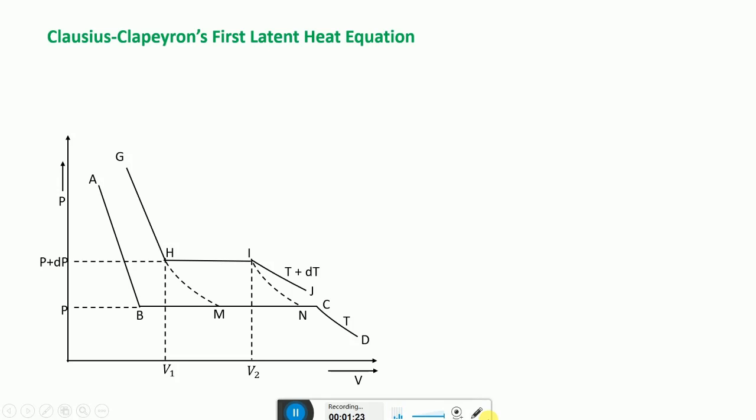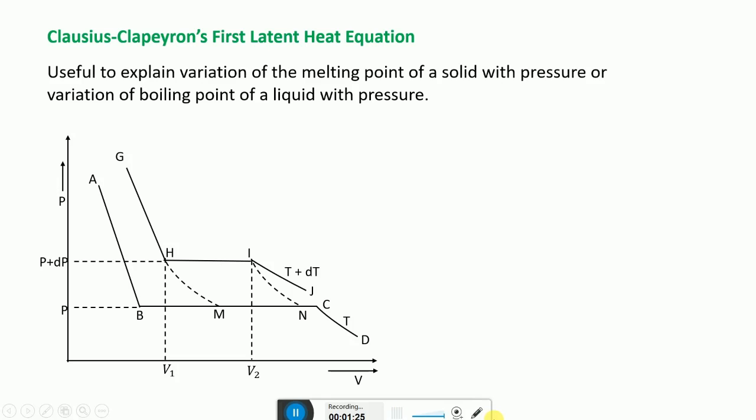This first latent heat equation is useful to explain the variation of melting point of a solid with pressure, or the variation of boiling point of a liquid with pressure. The equation is applicable to a substance having a change of phase of the first order. So it is also known as the Clapeyron equation.